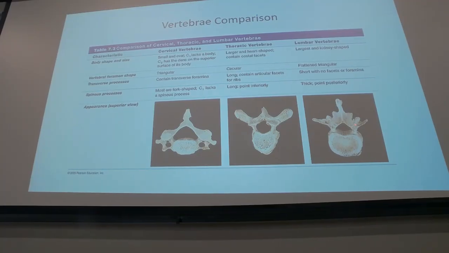Now, the lumbar vertebrae have a flattened triangular vertebral foramen. They have the most massive body, and the transverse process and the spinous process are short. The spinous process does not end pointed and angulated as in the thoracic vertebrae, but rather it's more horizontal and broad when you look sideways, and it ends in a blunt ending.